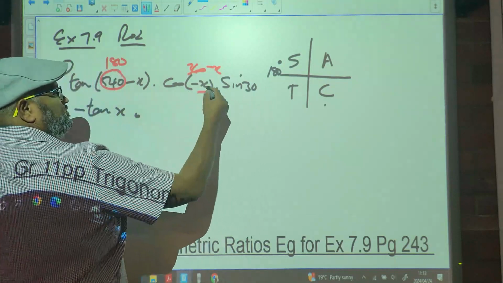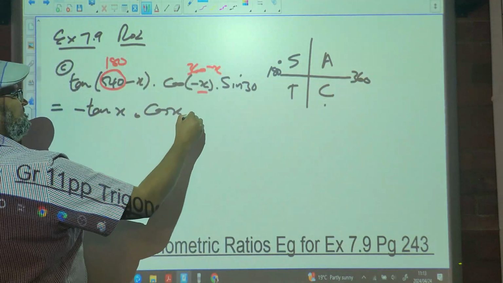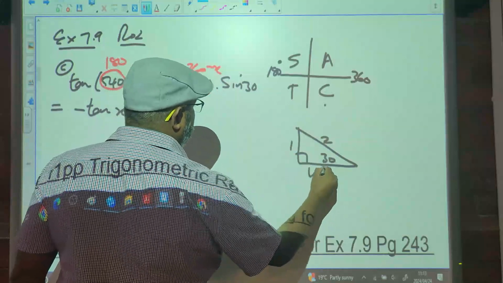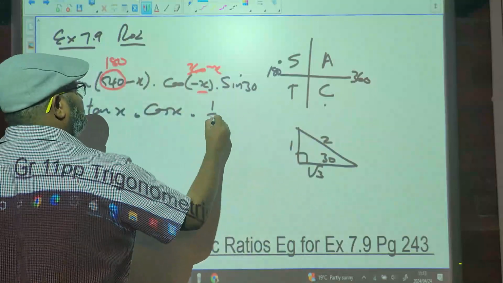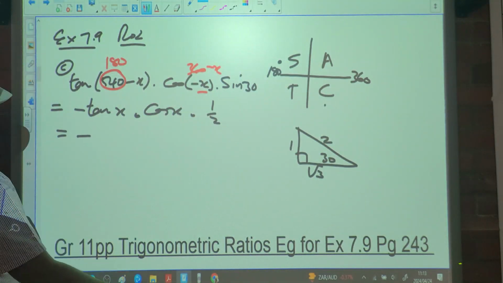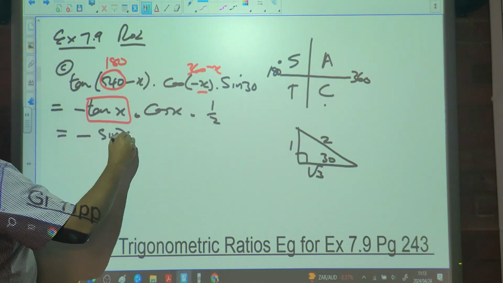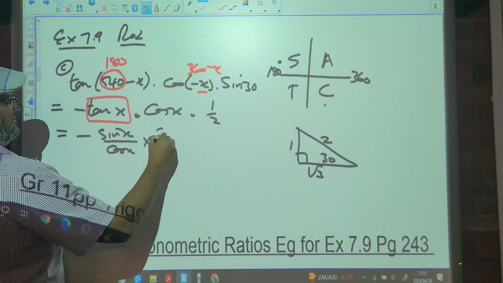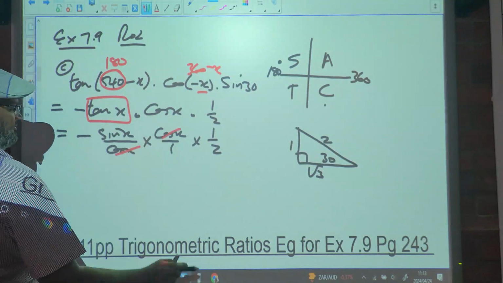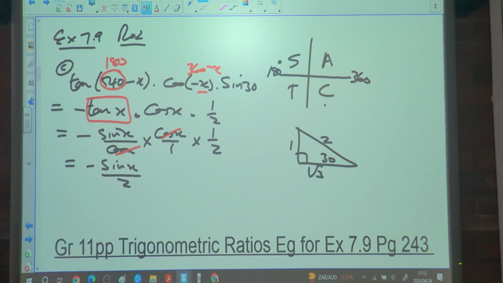cos of 360 minus x, which quadrant? 4. Cos positive or negative? Cos x times sine of 30, special angles 1, 2, 3. Sine of 30. The ultimate answer is going to be negative. Tan can be written as sin x over cos x times cos x over 1 times 1 over 2. This cancels, not so. There's going to be negative sin x over 2, or negative half sin x.